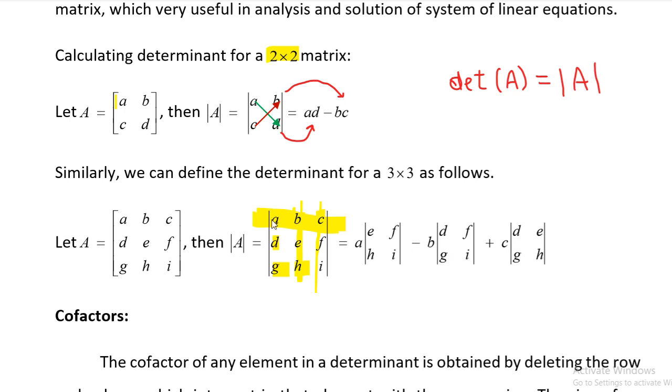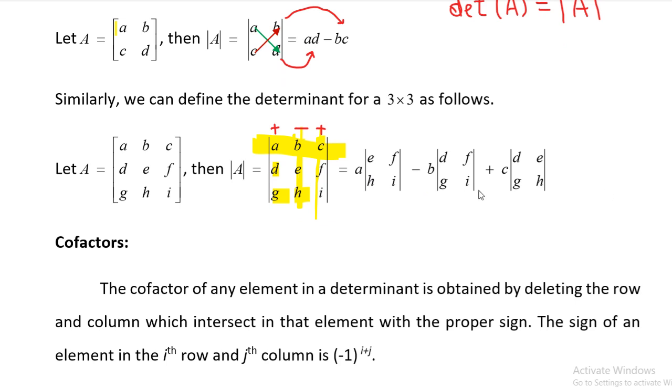Now the first one is plus, the second is minus, the third one is plus as well. So you start with the first one with the plus, the second with the minus, and the third with the plus. Now you have three 2 by 2 matrices, and I know how to find the determinant of a 2 by 2 matrix. We will multiply E with I minus H with F. Similarly, B with I minus G with F, and so on. Okay, so these are the determinants of 2 by 2 and 3 by 3 matrices.